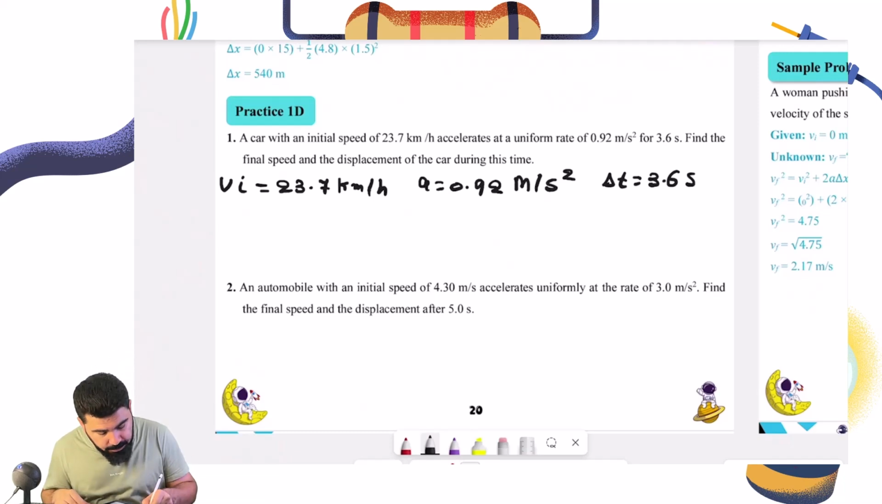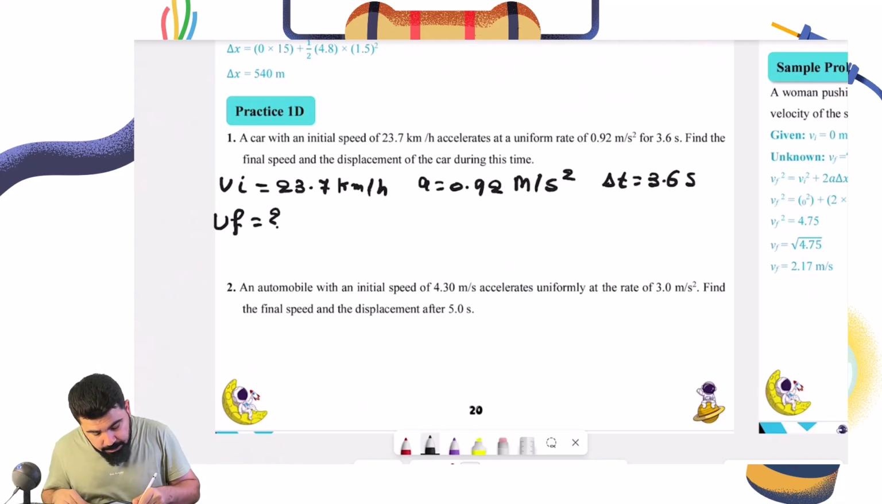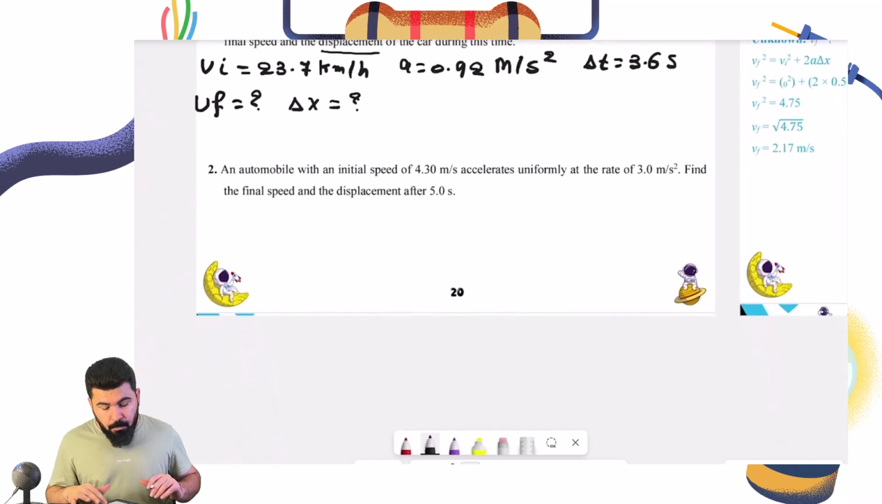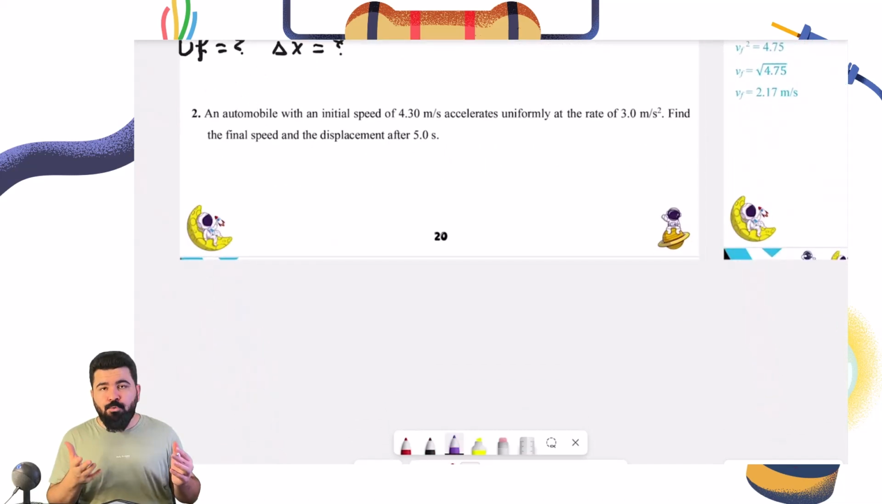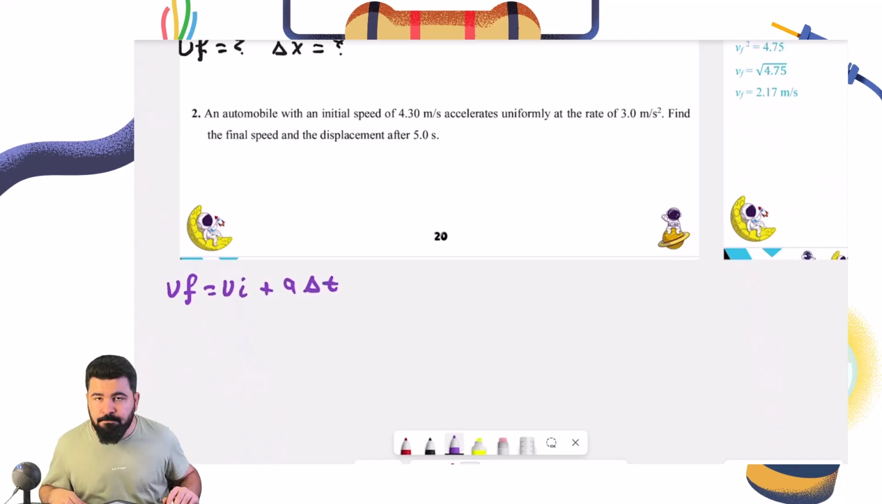Find the final speed. So V final is equal to what? We should first find V final. And then it says the displacement of the car during this time. So delta x is equal to what? Now let's find V final. The same equation we used just now. So we're going to say V final is equal to V initial plus a delta t.